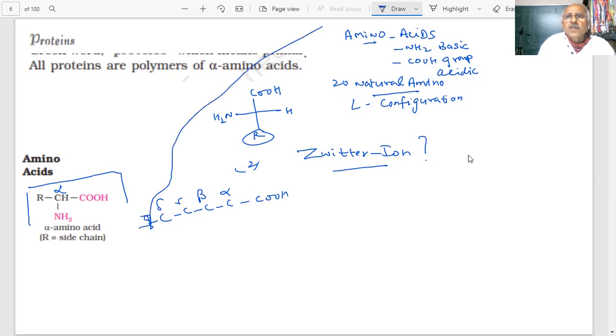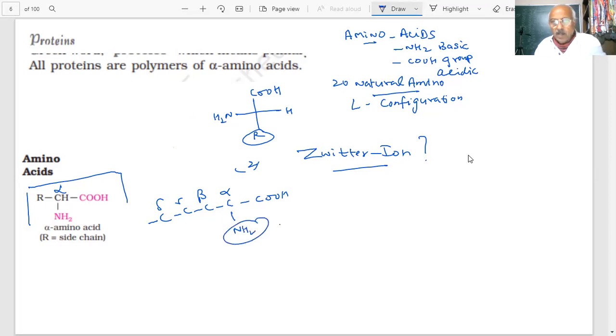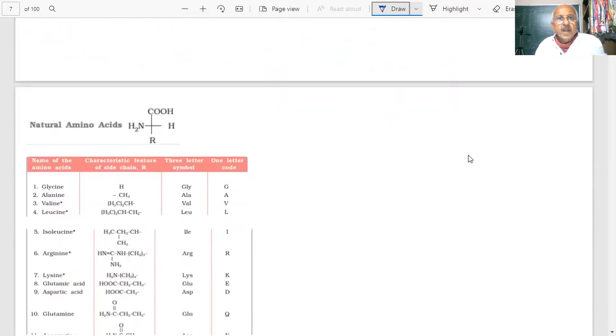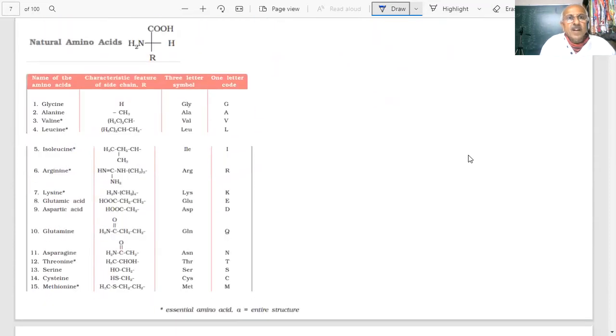So what we say, students, we can represent, and here at alpha carbon you have NH2 group. So students, these are the natural amino acids, which are 20. We have taken a part of that from the book, and this NH2 group is on the left side, therefore it represents L configuration. L configuration of these amino acids.